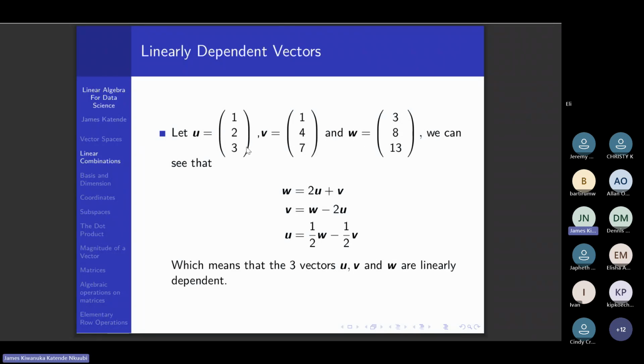So here we are looking at an example where we have a set of 3 vectors. In this case, we have picked vectors in R3.